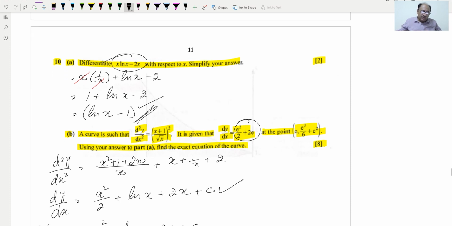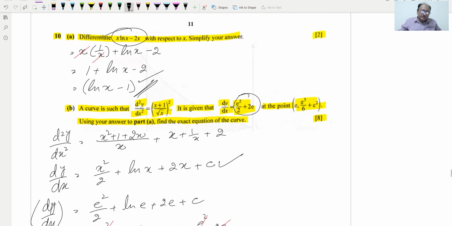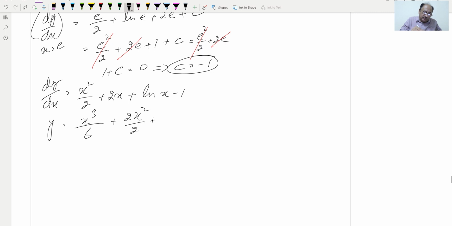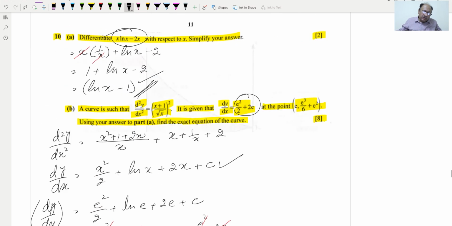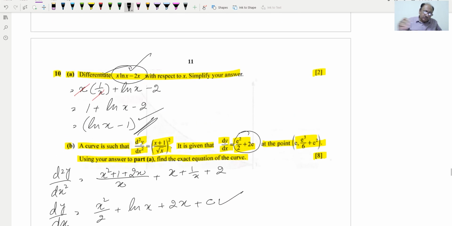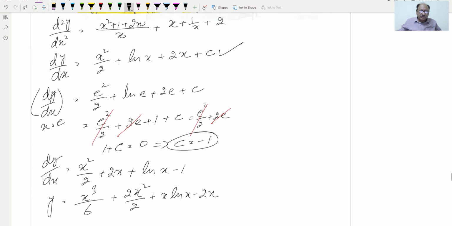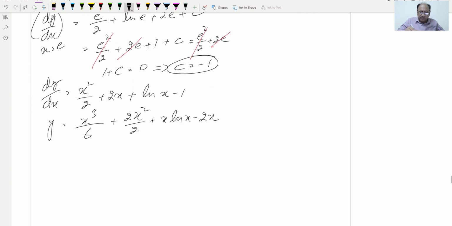So the integral of log x minus 1 is equal to x log x minus 2x. So we can write here x log x minus 2x, which we have taken from question number 10 part 1 result, plus the integral constant c.